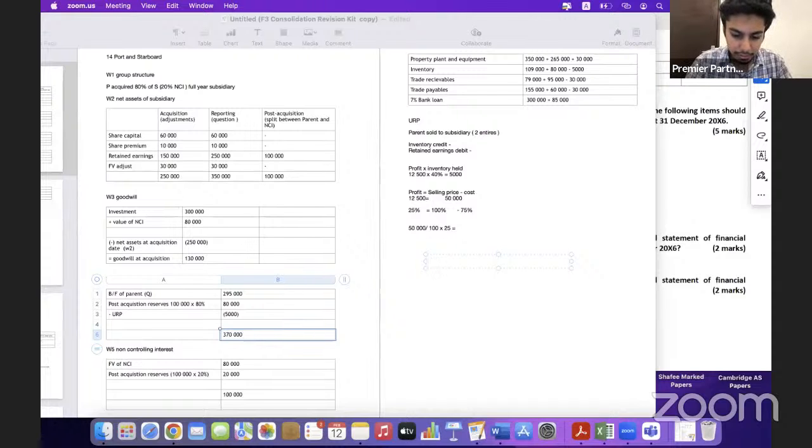Number of shares in subsidiary, into the NCI percentage, into market value of subsidiary share. So guys, just in case in your exam, if the NCI value was not provided, then you can use this method. Number of shares in subsidiary, multiply with the NCI percentage, multiply with the market value of the subsidiary share, you will be able to find the fair value of NCI.